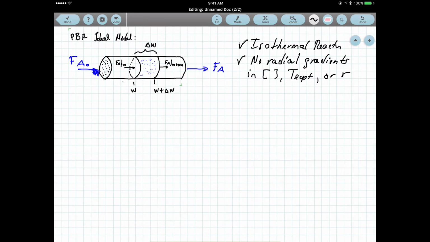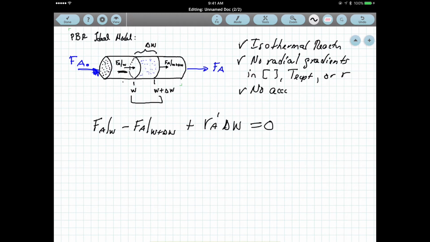in this differential element. We have the flow entering that differential element, which is FA at W, right, minus the FA exiting that differential element, okay, plus the generation RA delta W of reactant, or species A, equals 0. We are assuming no accumulation. Okay.